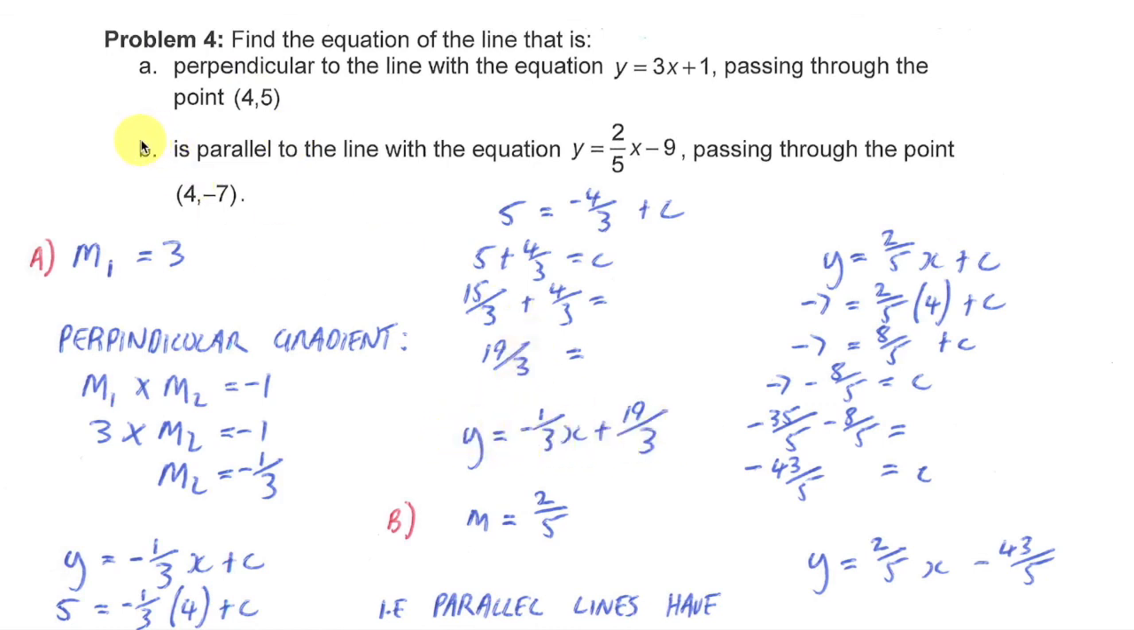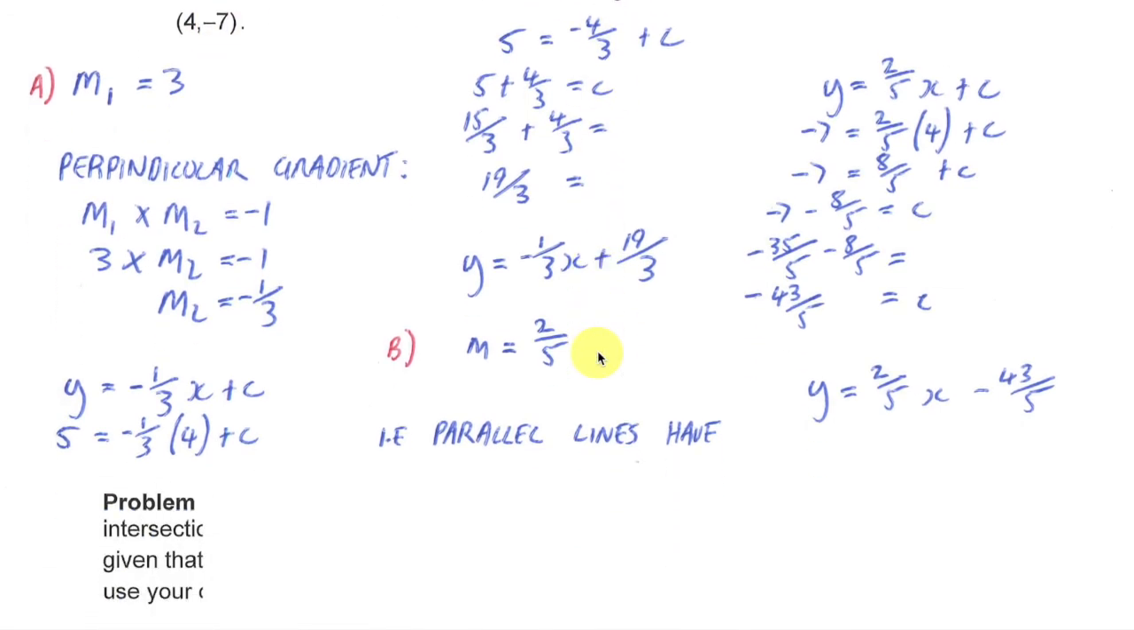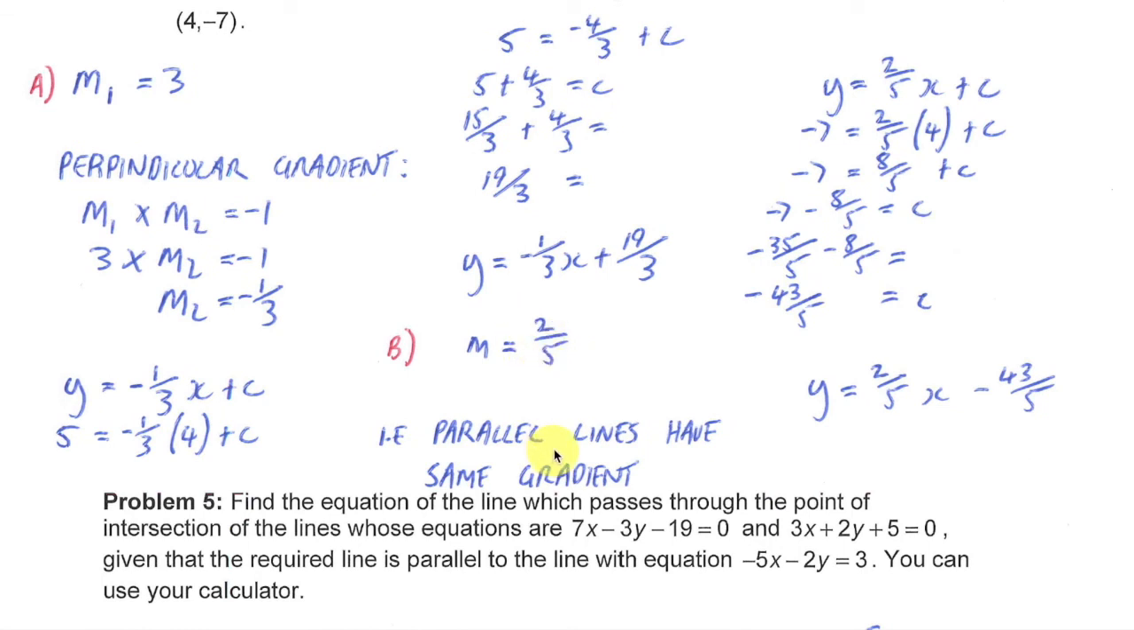B, we need to find an equation that is parallel with this equation and passes through the point (4, negative 7). So with parallel lines, they have the same gradient. So my gradient is going to be 2/5, and that's my starting point. y equals 2/5 of x plus c. I'm now going to sub in the point x equaling 4, y equaling negative 7. So x is 4, y is negative 7.